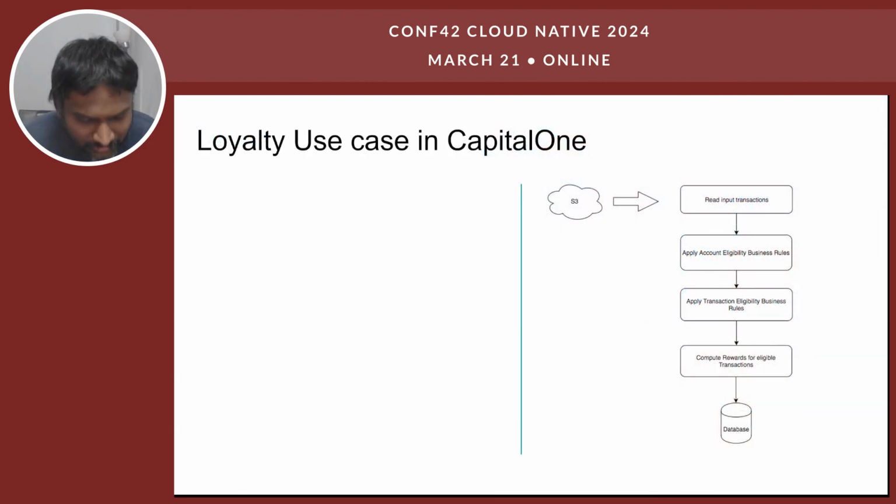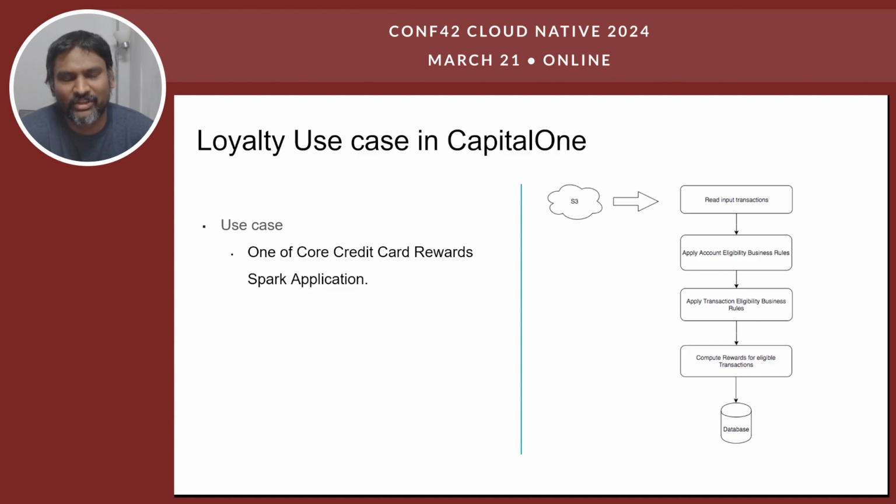So the loyalty use case. If you have used any Capital One product, Capital One being a pioneer in credit cards, this is the platform which processes any of our credit card products, be it Venture X or Venture focusing on travel, or Savor, focusing on dining and entertainment. All those transactions get processed through this platform. And this is the platform which is one of the core credit card rewards platforms based out of Spark. I have abstracted the details for brevity.